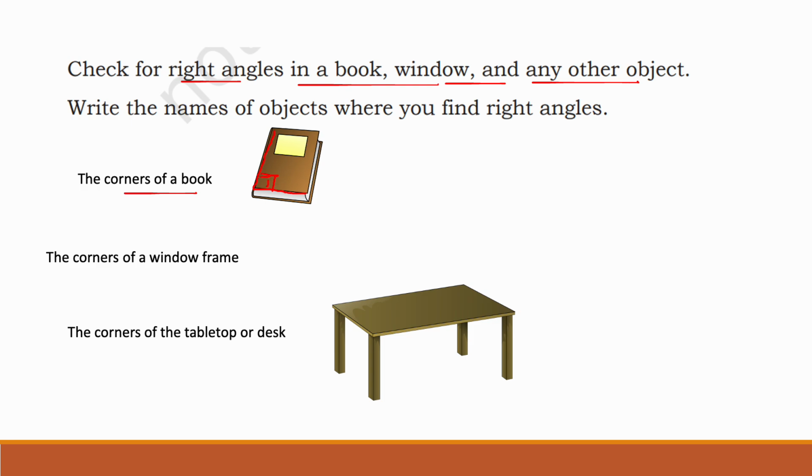Then, corners of a window frame. See, here also you can see right angles, L-shaped angles. Here you can see a right angle. Here you can see another right angle. Here you can see another one. Okay. Then the corners of the tabletop or desk. See here you can see a right angle. Here there is another right angle. These angles are L-shaped. You can check. See, tabletop. Okay. In all these things you can see right angles.